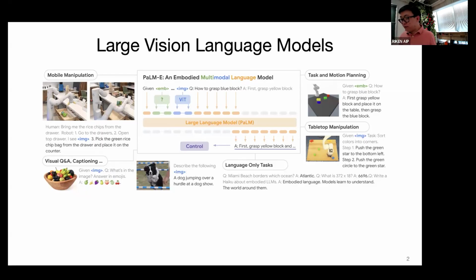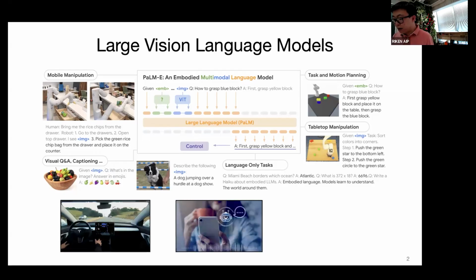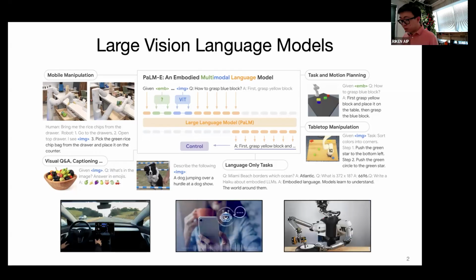So, these large multimodal models are already used in a lot of places, like autonomous driving, chatbots, and also robotics. And so this is a very exciting advance in using this kind of information to help our daily life.